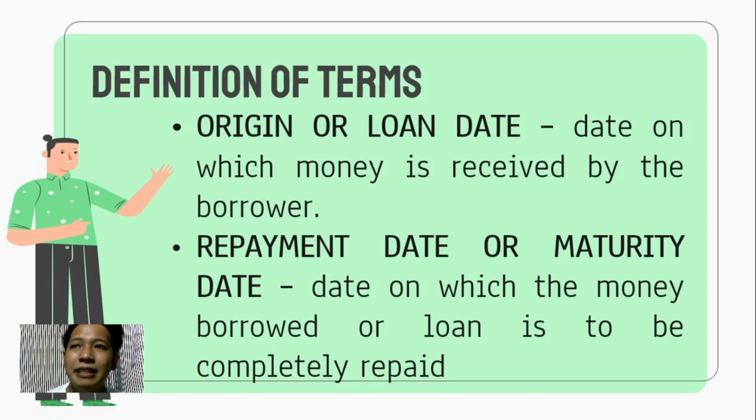Okay? So, let us have an example. Suppose I invested money from a bank. So, from that situation, I deposited money to a bank. Ako yung magiging lender at yung borrower nun is yung institution which is the bank. Okay? Kasi for example, nag-deposit ako ngayon ng pera, then the origin would be today, January 8, 2021. And then the repayment date or the maturity date is kung kailan ko, let's say for example, i-withdraw yung pera or kung kailan ibabalik ng bangko yung pera.